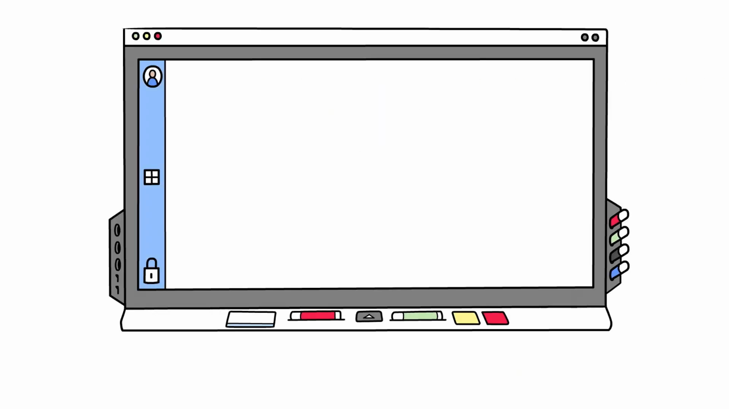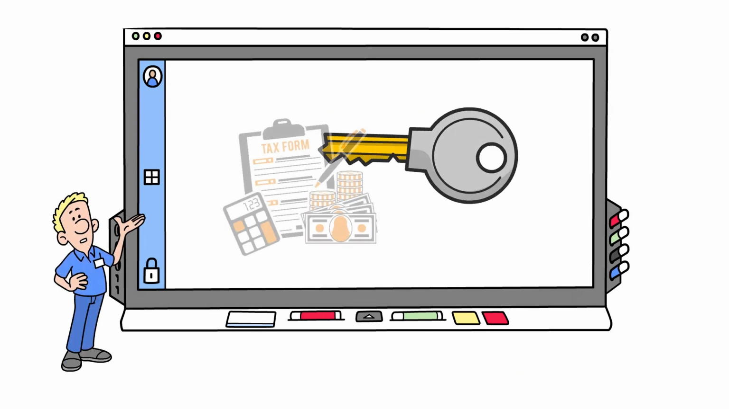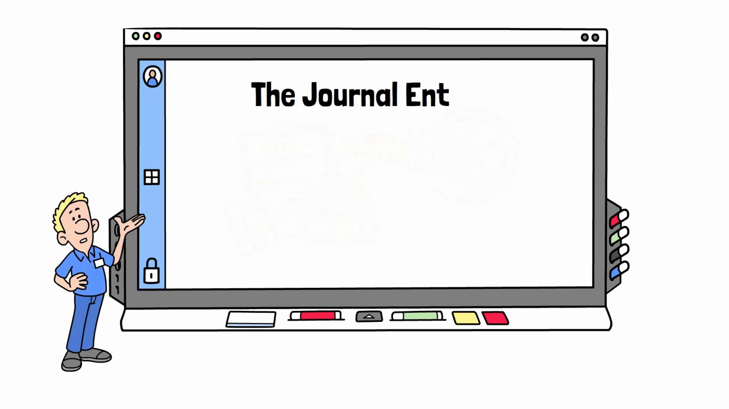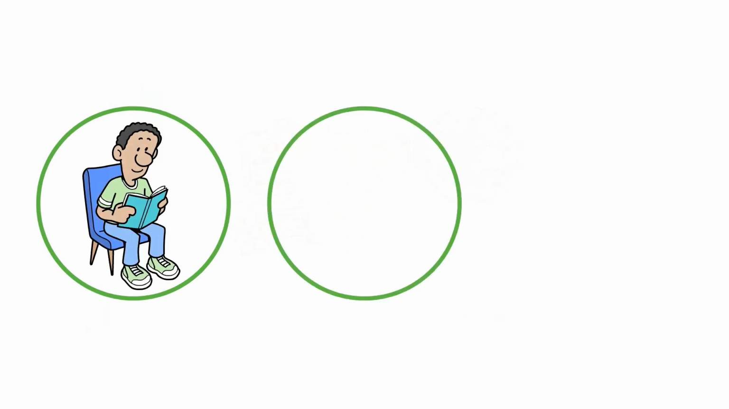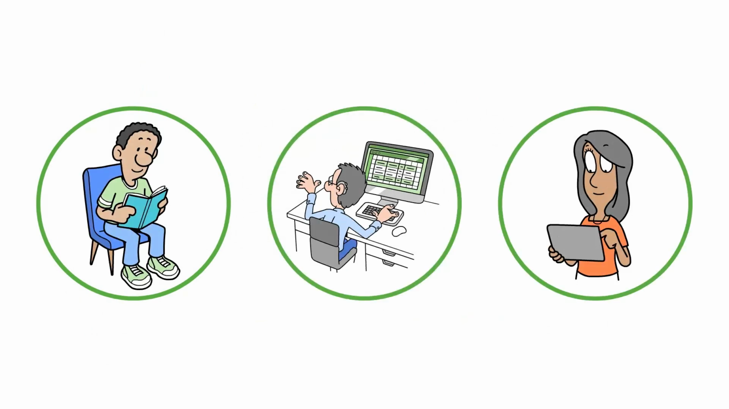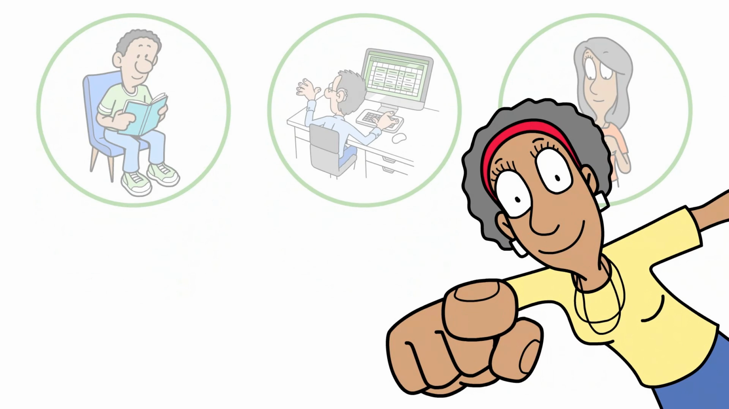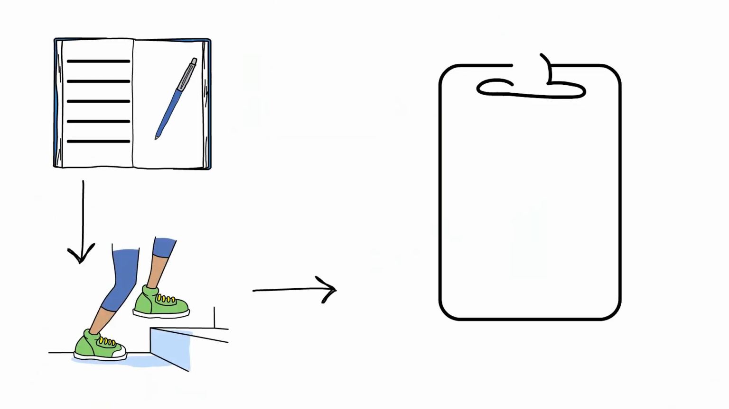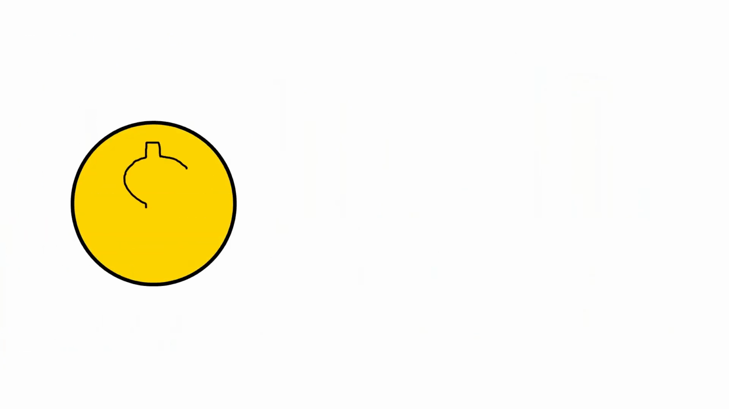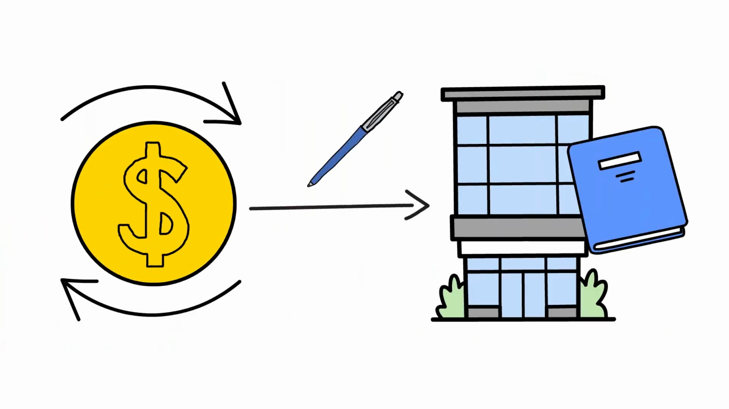Today, we're breaking down one of the most fundamental concepts in accounting, the journal entry. Whether you're a student, a business owner, or just brushing up on basics, this is for you. A journal entry is the first step in the accounting cycle. It's how financial transactions are recorded in a company's books.